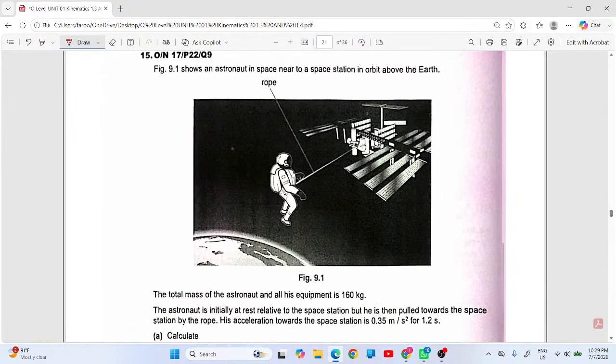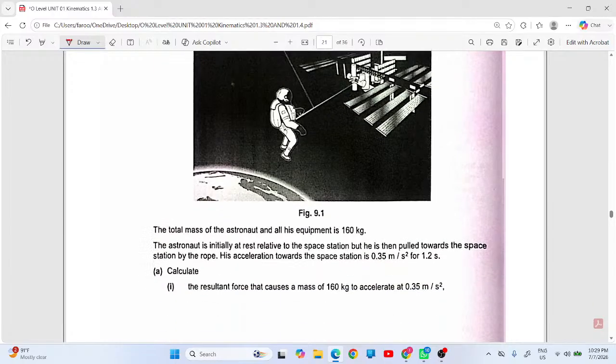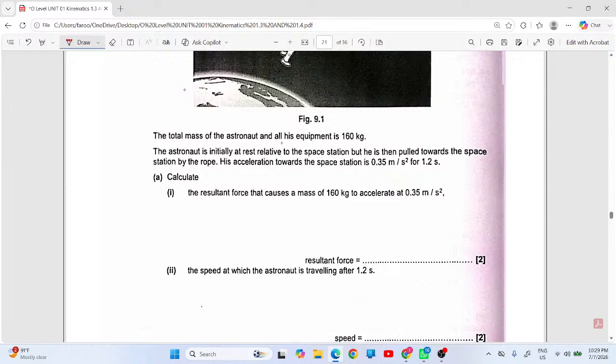Question number 15. Figure 9.1 shows an astronaut in space near to the space station in orbit above the Earth. The total mass of astronaut and all his equipment is given. The astronaut is initially at rest relative to the space station, but he is then pulled towards the space station by the rope. His acceleration towards the space station is given for this much time.